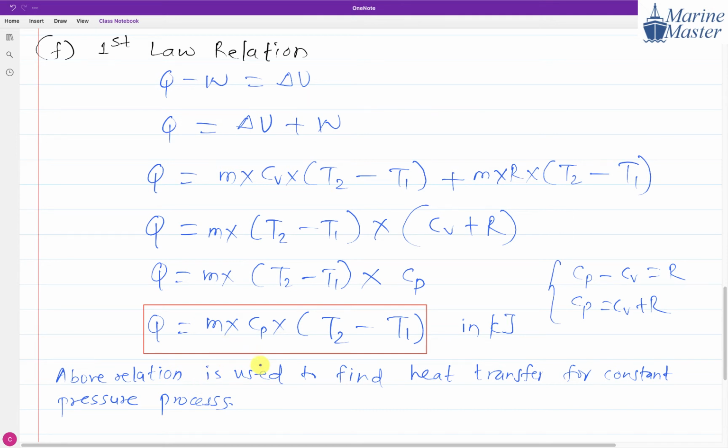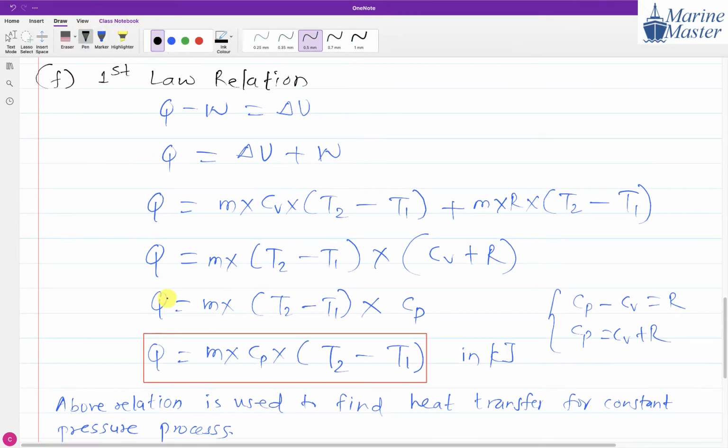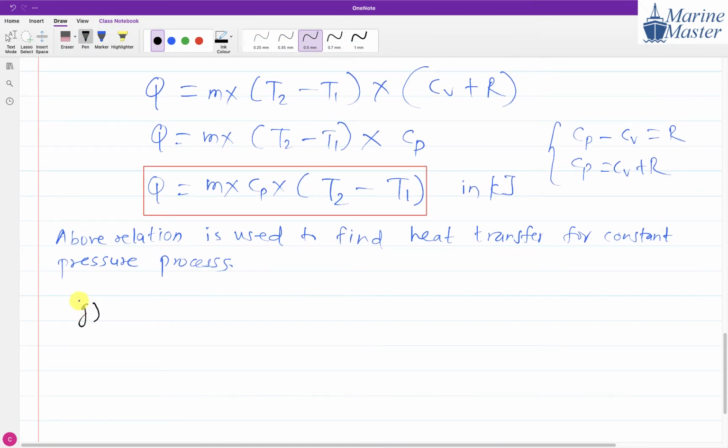Now try to see the scenario here further, what we have to do and how we are going to approach it. Now what is our last relation here? What is the G point? The G point is the change in entropy relation.